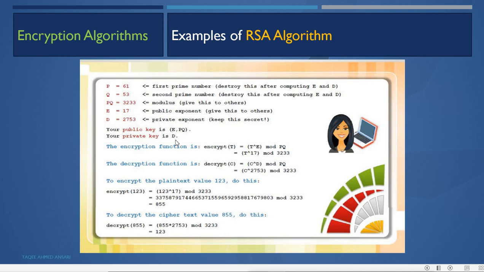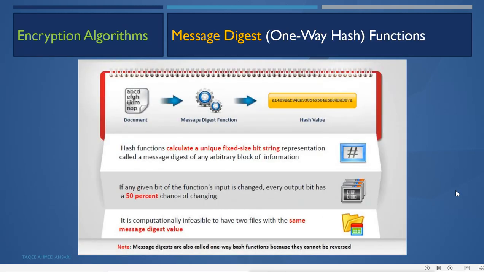Then we have message digest. That is a one-way hash function. One-way hash function means we encrypt it one time, we do the cipher one time, and then we cannot reverse it. It is only one-way hash. So what we do here, we use the document, we use the message digest function, and then we generate the hash value. Now we cannot go back. It is only one way.